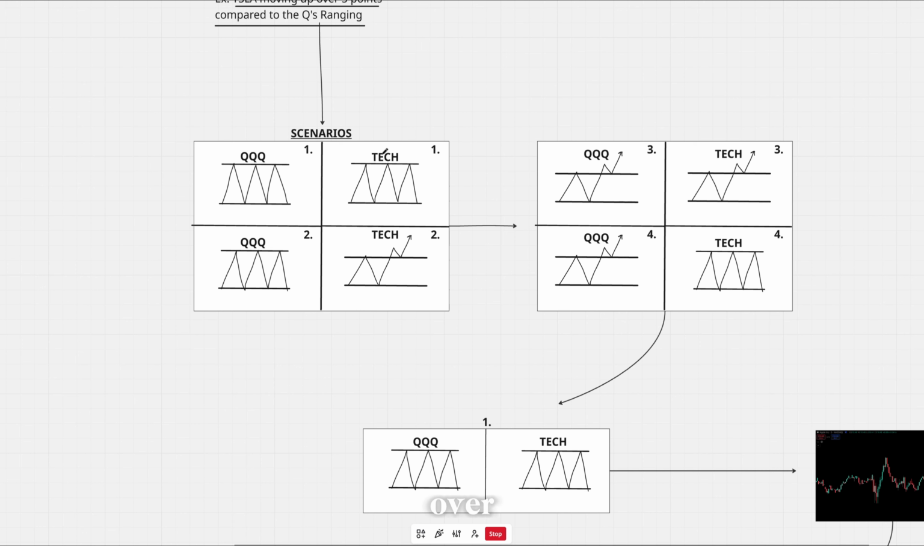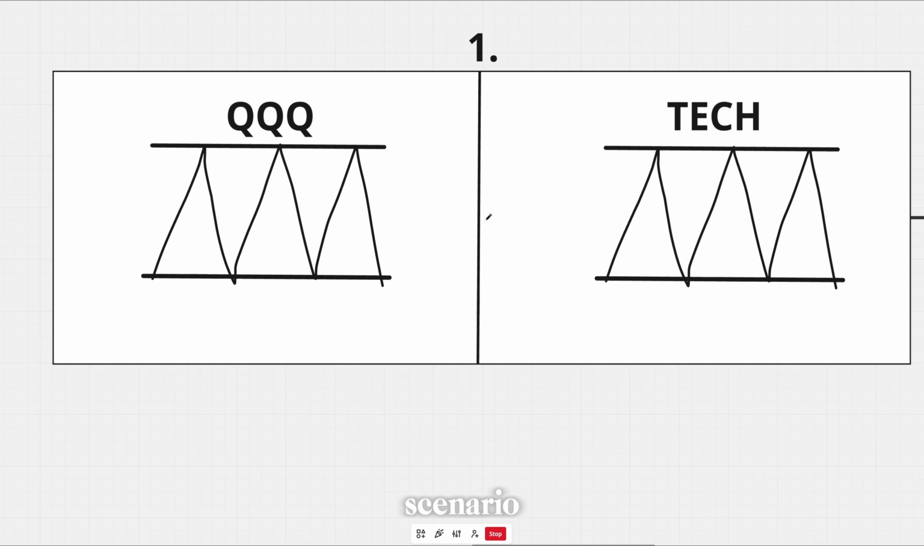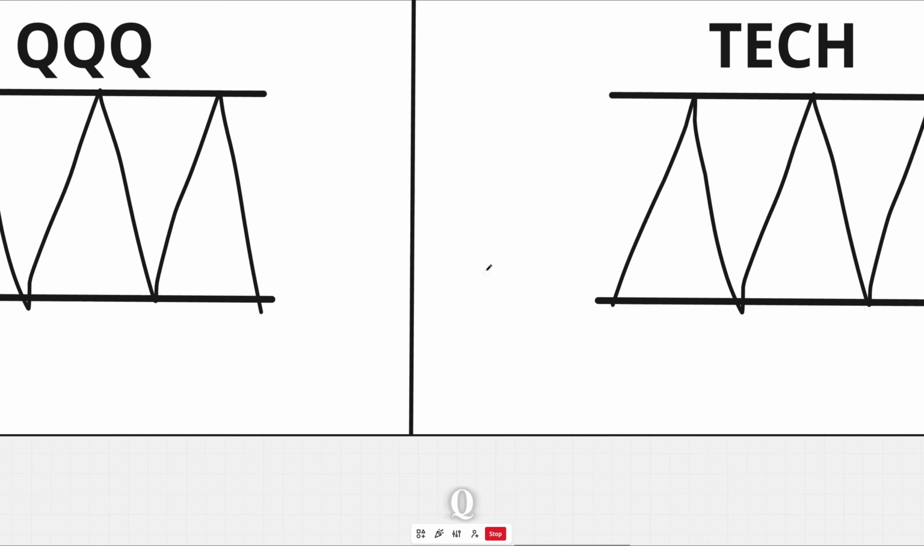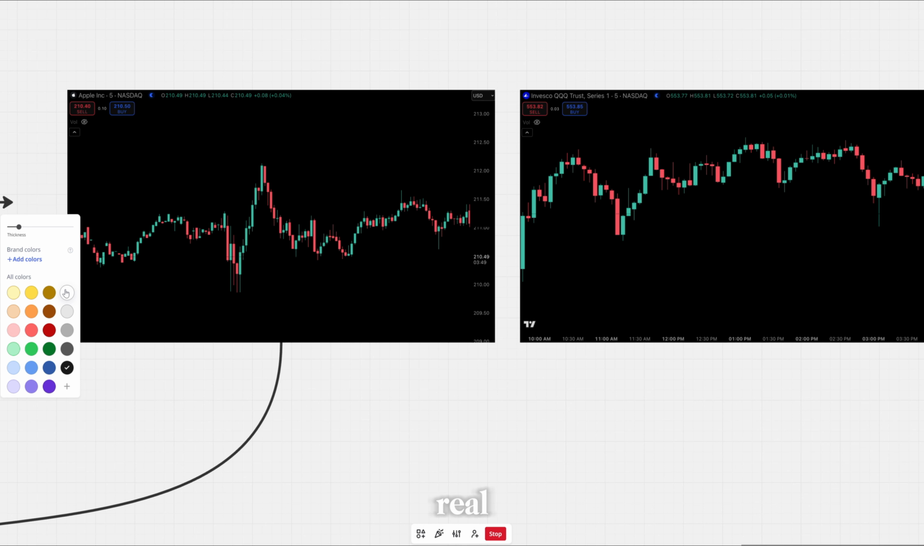Now that we have gone over all the scenarios that could potentially happen, let's go more in depth into each of these scenarios. So the first scenario, like I mentioned previously, is QQQ ranging within its own daily range and the tech stocks ranging alongside it, these two being correlated alongside each other. So now let's move on to a real chart example.